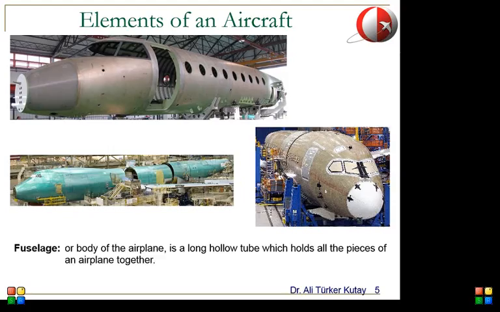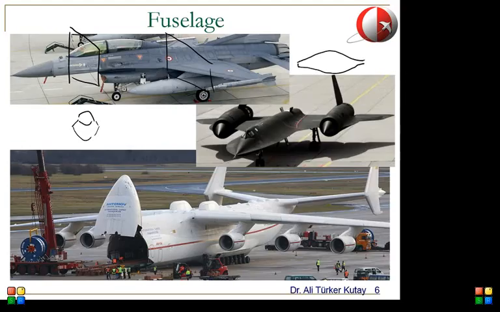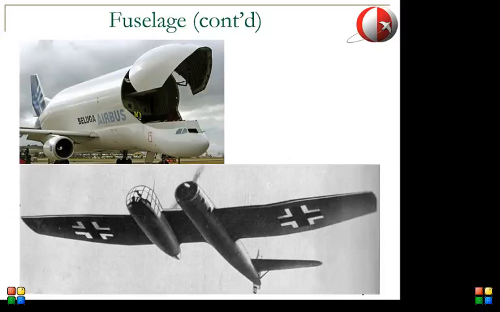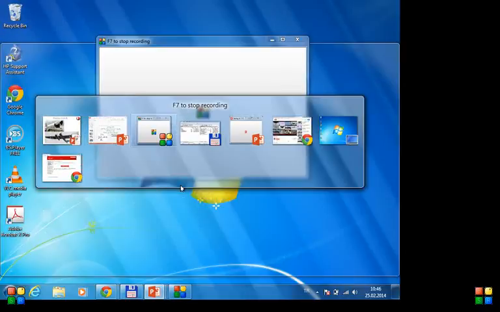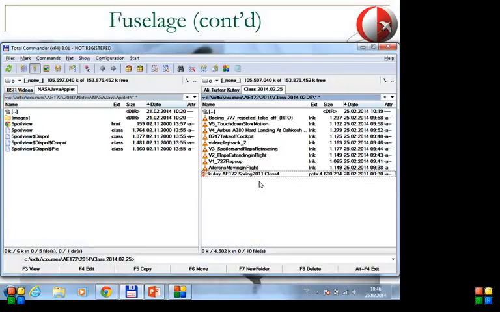Then I started talking about the elements of an aircraft. I started with the fuselage and showed you some sample fuselages from different conventional aircraft. And then I showed you this unconventional design. By the way, I found the video of this aircraft flying, so let me just stop here and show you that video quickly.